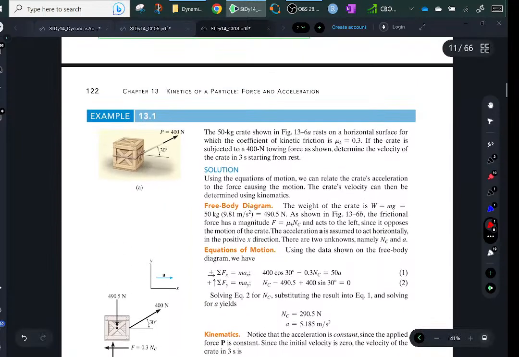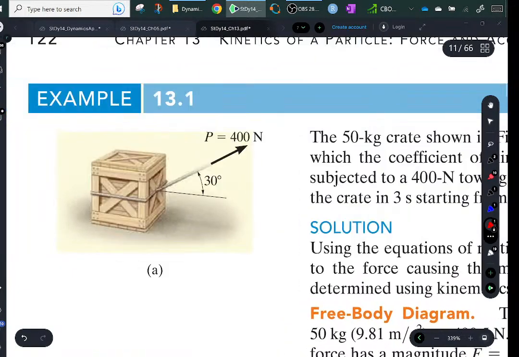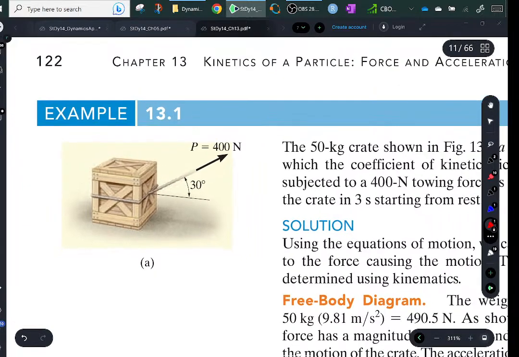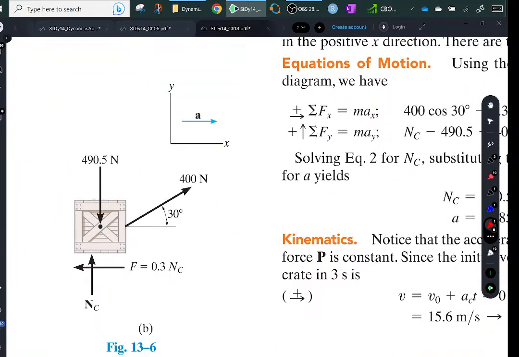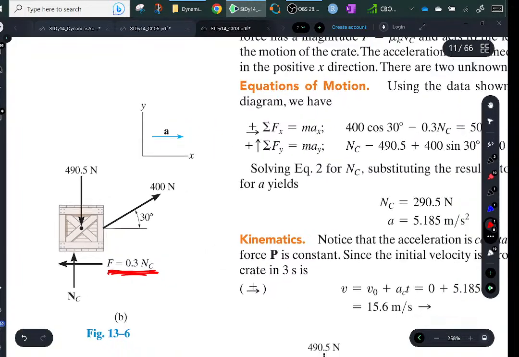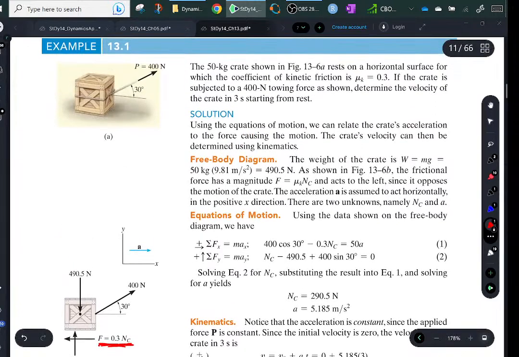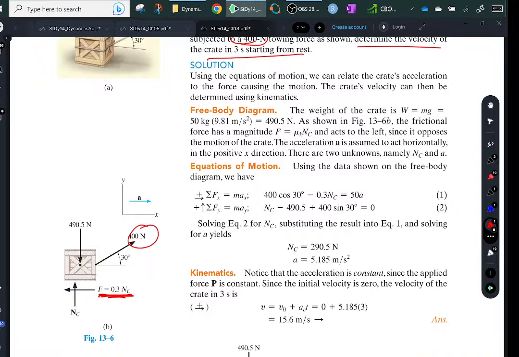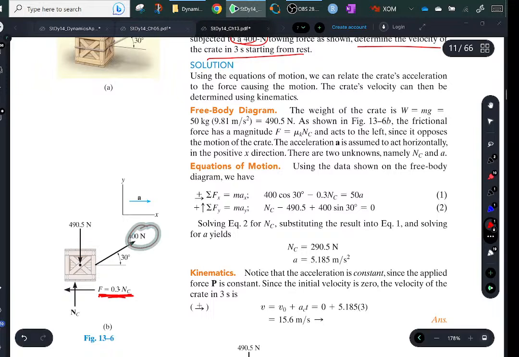Somebody's pulling this with a 400 Newton force at 30 degrees, and he's going to want to know something about it. So the first thing you want to do is break the thing apart into a free body diagram. He's going to give you the coefficient of friction, which was 0.3, but if you look back up here, there's his coefficient of friction stuck in there. The crate is this. He wants to know the velocity after 3 seconds. So what you're going to do is put a constant force on it, and as a result, you're going to get a constant acceleration. And then you can work your way through that. So what do?